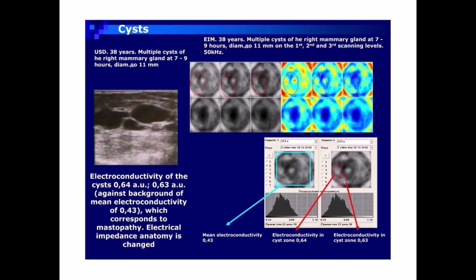Cysts. EIM. 38 years. Multiple cysts of the right mammary gland at 7 to 9 hours, diameter 11 mm on the first, second and third scanning levels. 50 kHz. Ultrasound. 38 years. Multiple cysts of the right mammary gland at 7 to 9 hours, diameter 11 mm. Electroconductivity of the cysts 0.64 AU, 0.63 AU against background of mean electroconductivity of 0.43, which corresponds to mastopathy. Electrical impedance anatomy is changed. Mean electroconductivity 0.43. Electroconductivity in cyst zone 0.64. Electroconductivity in cyst zone 0.63.